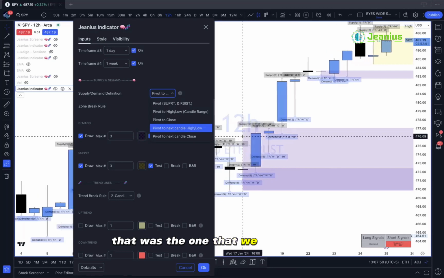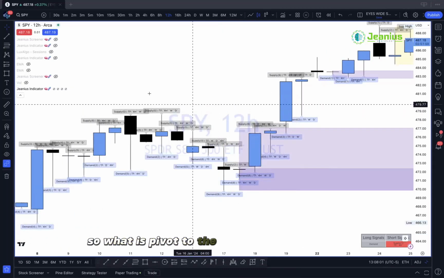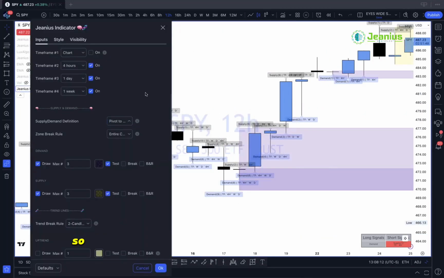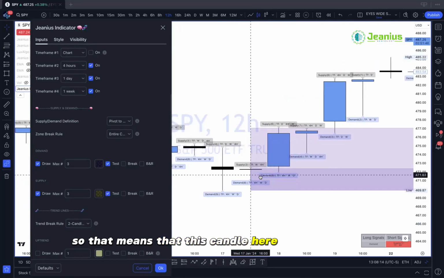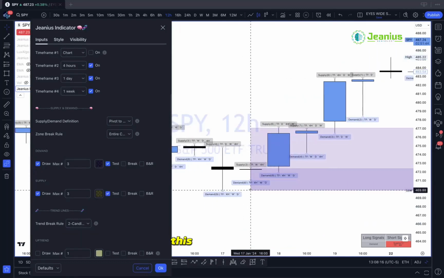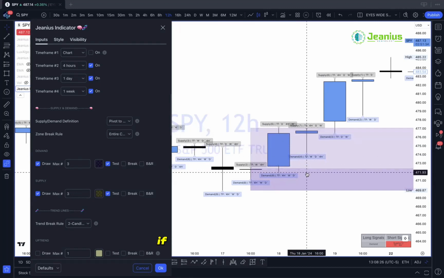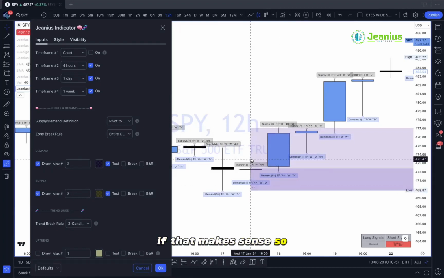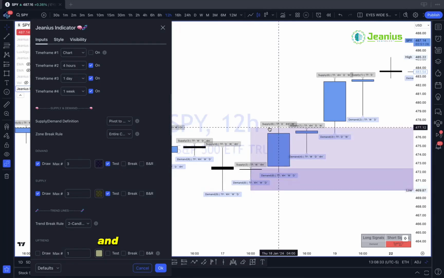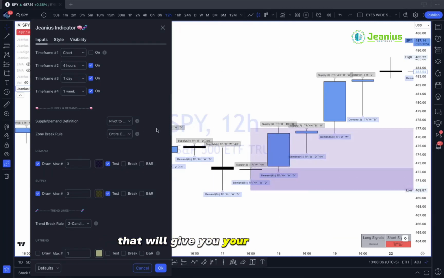That was the one that we started with. So what does pivot to the next candle's high mean? That means that this candle here, this sell candle, this was the pivot. The pivot means to pretty much change direction. So if the price pivoted from here, it would go to the next candle's high, if that makes sense. So the previous sell candle was a pivot to here. And then if you go to the next candle's high, that would give you your demand zone.